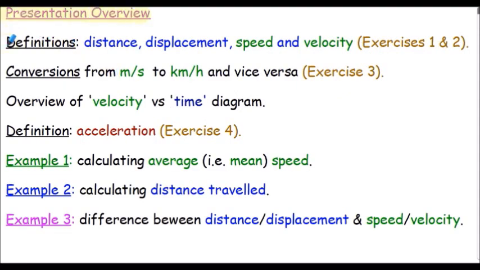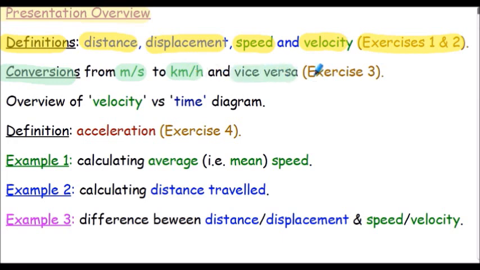Here's a brief overview of the presentation. We commence with some definitions defining distance, displacement, speed and velocity, and in this section we have exercises 1 and 2 to complete. Next we consider some conversions from meters per second to kilometers per hour and vice versa. We undertake exercise 3. Next we have an overview of the velocity versus time diagram. Then we define acceleration and complete exercise 4. And then we consider some examples.